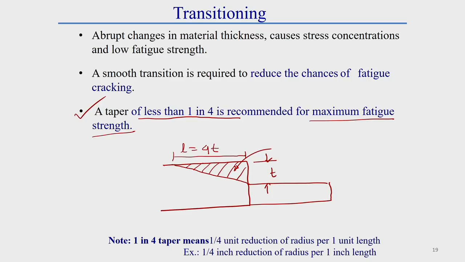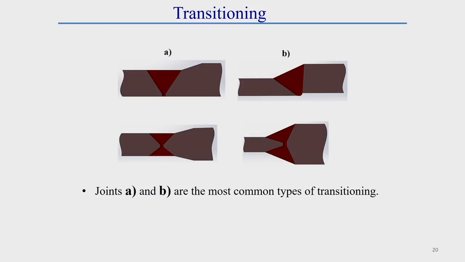That's why transitioning is a very important part when we go for welding two different thickness plates. This type of transitioning is made for two different thickness plates. This is the common type of transitioning. Here a tapering is done first, after that welding is done. This transitioning can be one side, or it can be both sides also.